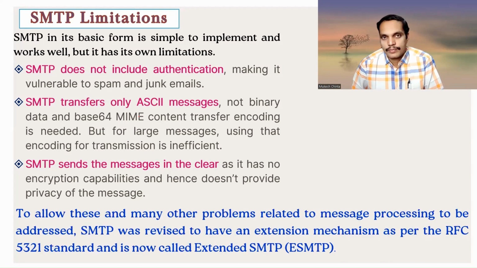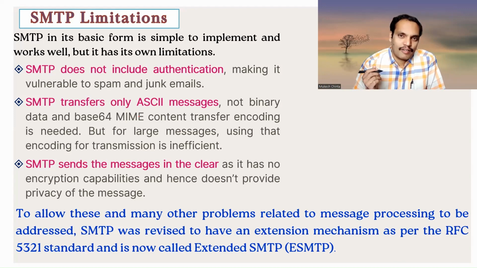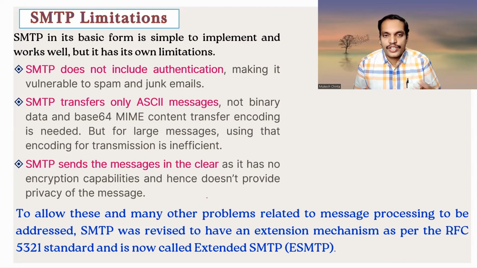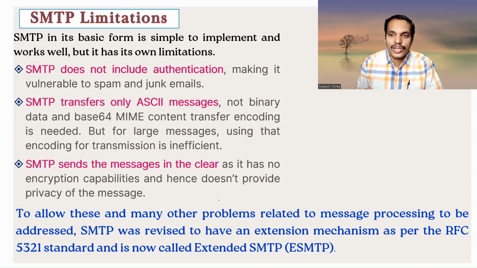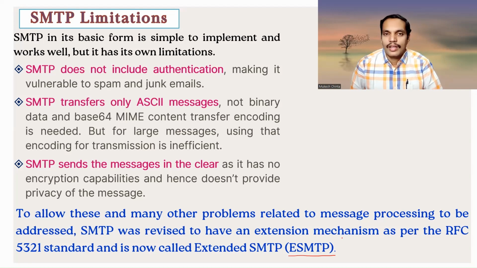In order to overcome these and to provide more functionality, there are some revisions or extensions that are proposed to the original SMTP protocol. So to allow these and many other problems related to message processing to be addressed, SMTP was revised to have an extension mechanism as per the RFC 5321 standard, and is now called the extended SMTP. So now we have a new name given to it as ESMTP, which is nothing but extended SMTP. If you are wondering what this is, there is nothing more. We added some few extension headers or extension commands. So using those commands, we have increased the capabilities of SMTP.